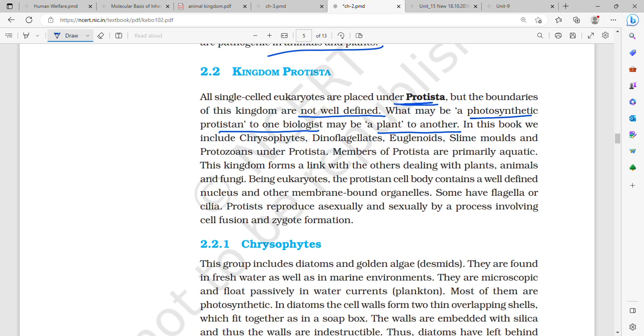So what would be a photosynthetic protist to one biologist can be a plant to another biologist. So the boundaries of this kingdom are not that well defined. Then in this book we include chrysophytes, dinoflagellates, euglenoids, protozoans, and slime molds. Members of Protista are primarily aquatic.